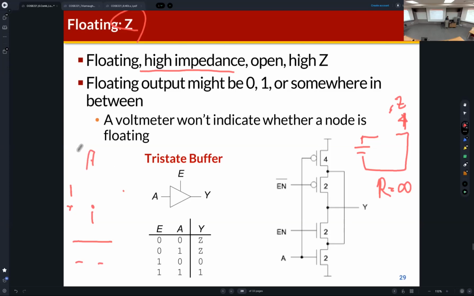Sometimes it is called high Z, because if we just use Z, the pronunciation is very short. So it's called high Z. It represents the high impedance. So this is an example circuit that requires the high Z signal. It is called a tri-state buffer.